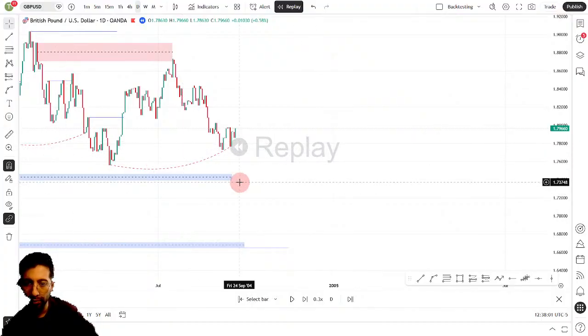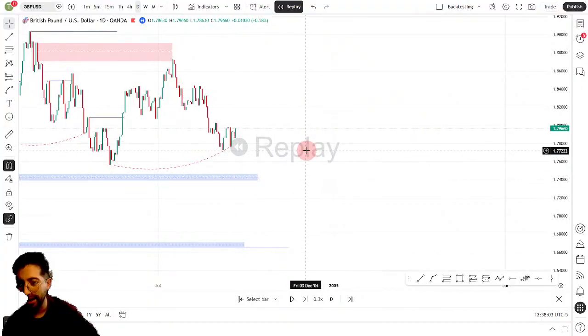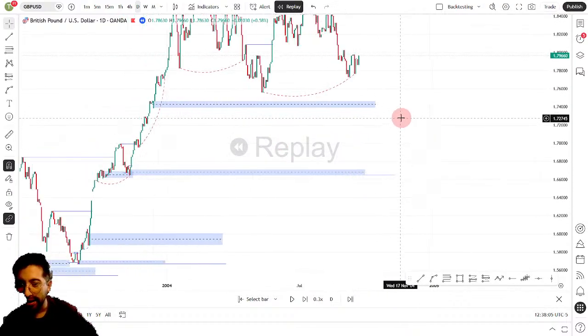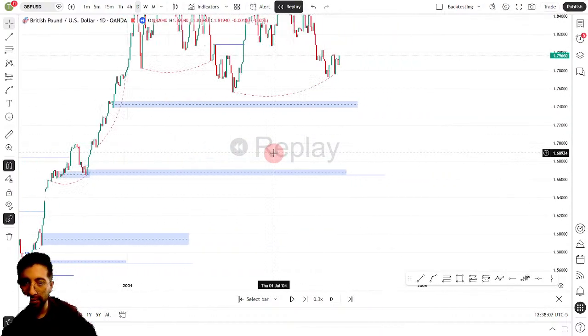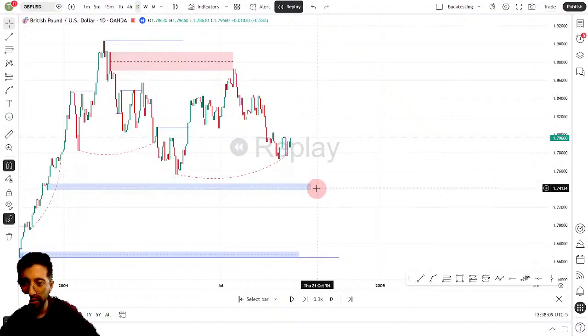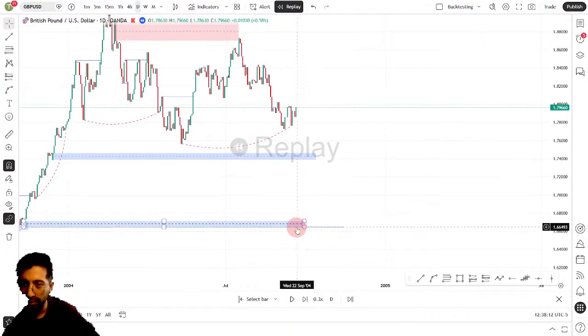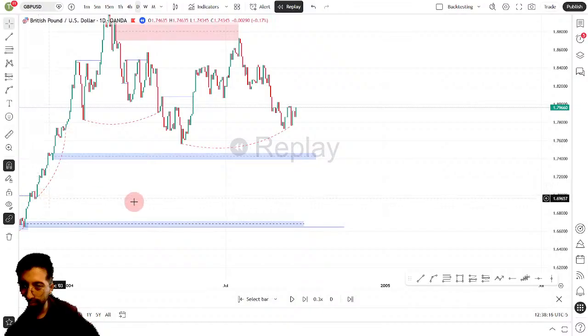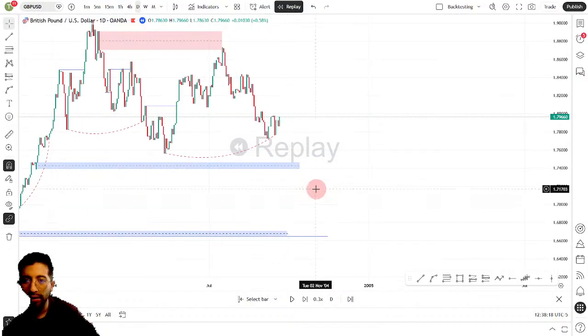But I'm pretty sure, maybe, let me check one thing. Well, no, I will wait for the price to get to this order block. Here is liquidity prior to this order block. Yeah, there's a lot of liquidity. Let's see.